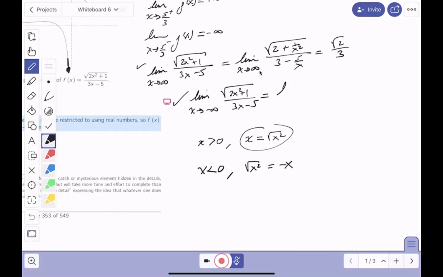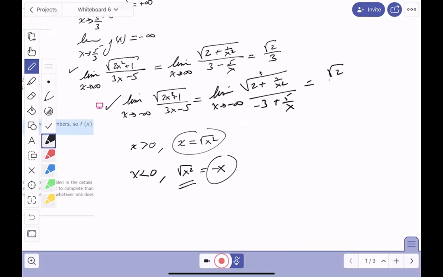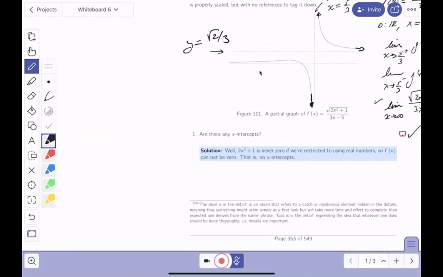So it's going to be the limit as x goes to minus infinity. I'm dividing the top by this, which would give me 2 plus 1 over x squared. That's pretty simple. And I'm dividing the bottom by this, which gives me minus 3 plus 5 over x. And what do you get over there? Fairly simple. You get the root of 2 over minus 3, which is minus root 2 over 3. That's when we go towards minus infinity. That's this asymptote over here, and we're going in the minus infinity direction. So y equals minus root 2 over 3.